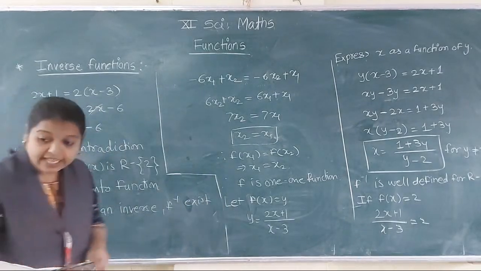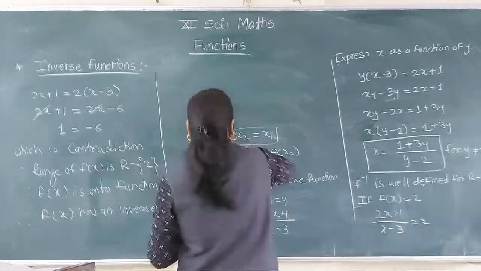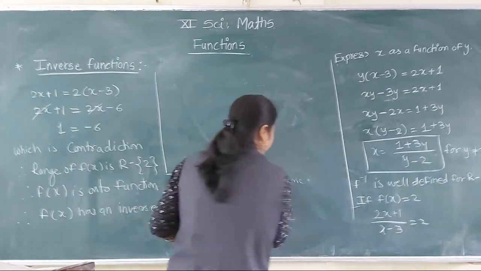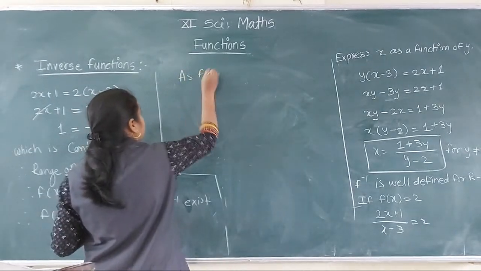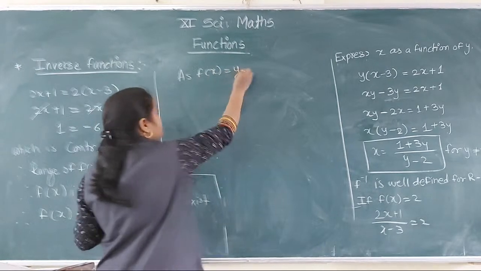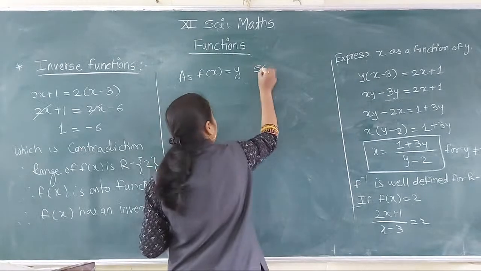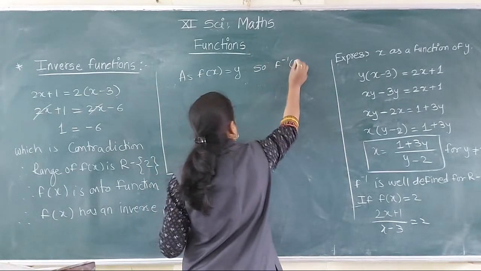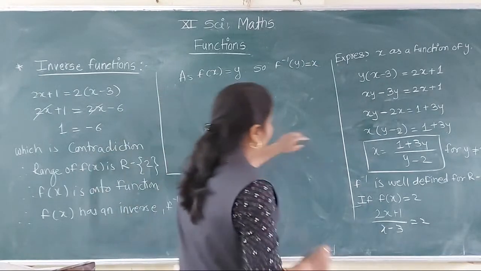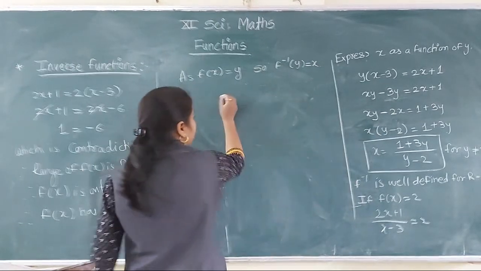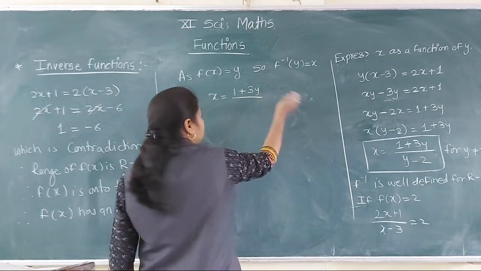Now how do we find it? So as f of x is equal to y, f inverse of y is equal to x. That means this function, x is equal to 1 plus 3y, is what we have expressed, x in terms of y.